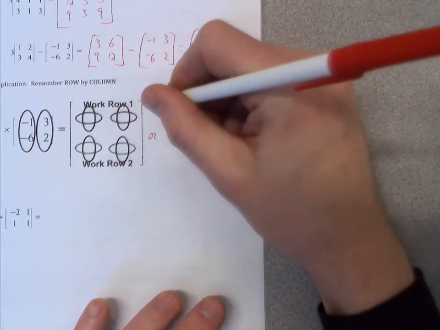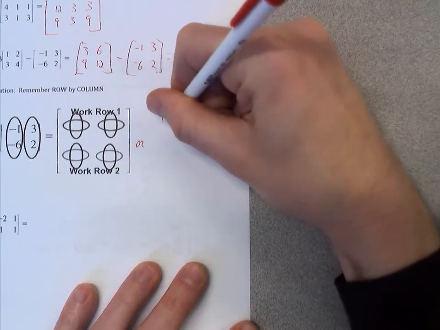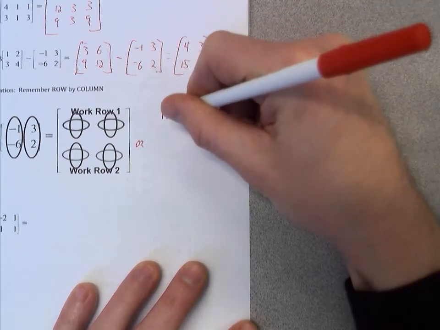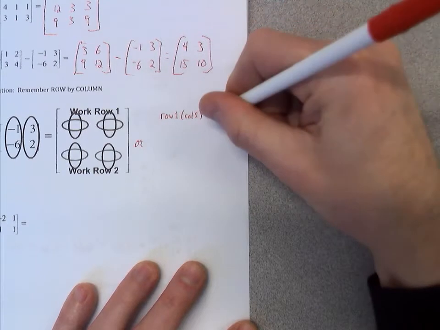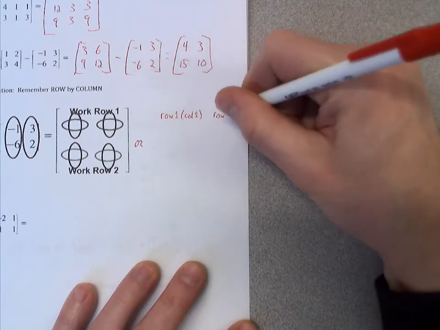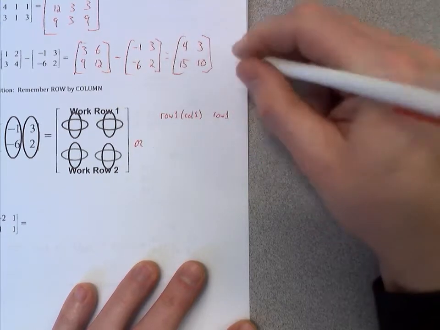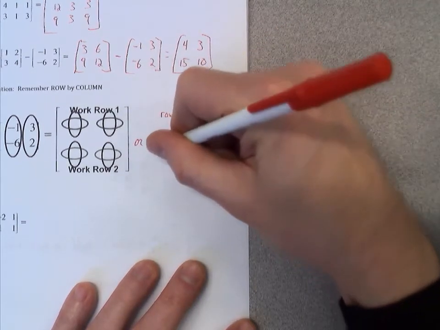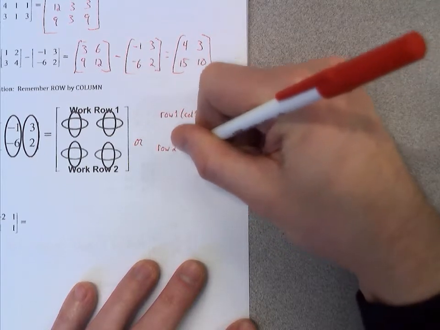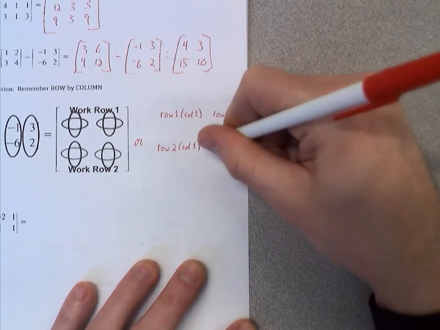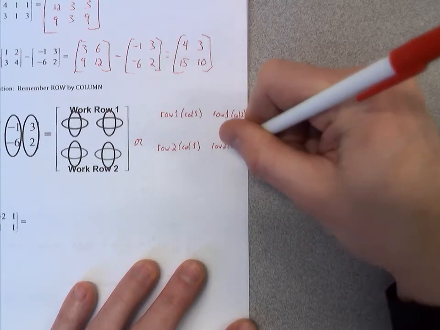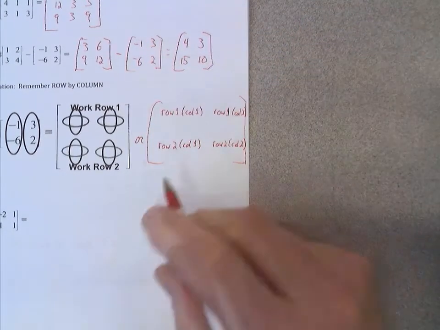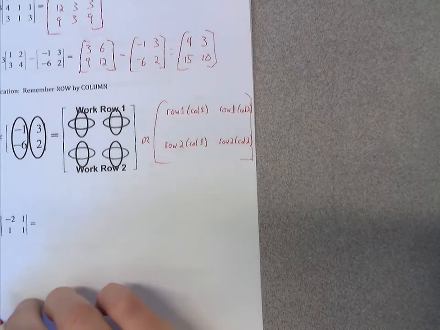Another way to think of this is row 1 is going to be multiplied by column 1, and that'd be in the first position, and then we could have row 1 again times column 2, and then down here we would have row 2 times column 1 and row 2 times column 2, and that would give us our solution, our new answer. Okay, so let's see how this applies and what it's going to look like.